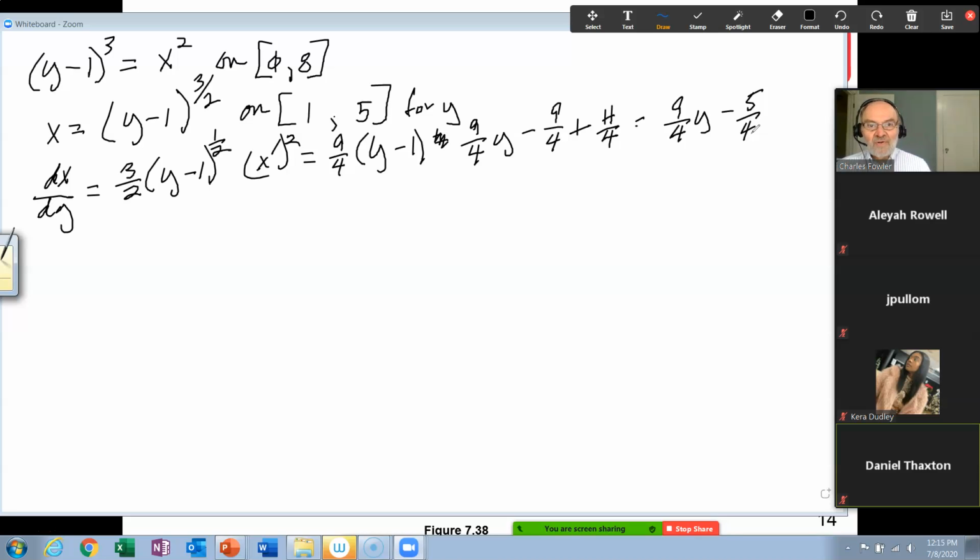There's your, wait a minute. Yeah, that's right. Okay, that is your what's underneath the radical. Now unfortunately it's not too pretty. Where's my pen? There it is. Okay, let's factor out a 1/4, and that would give you 9y minus 5.